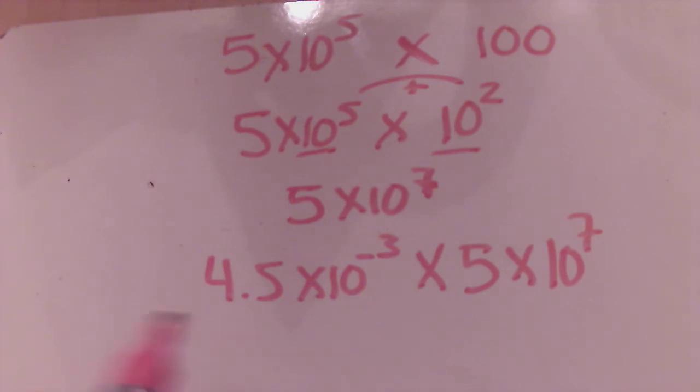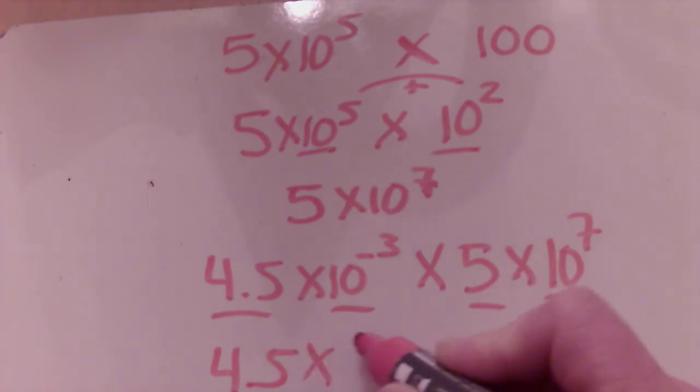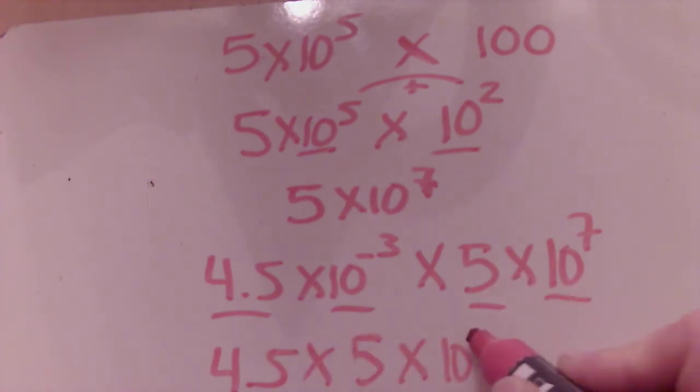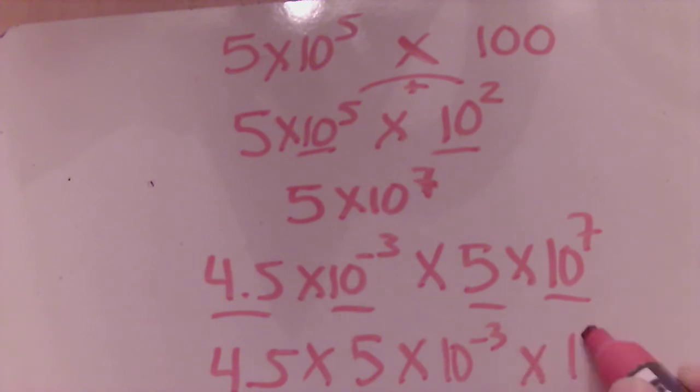So if you think again about what you know about multiplying numbers in scientific notation, if each one of these four things is being multiplied, it doesn't actually matter what order you do the multiplication in. And so I can rearrange this expression to say 4.5 times 5 times 10 to the negative third times 10 to the seventh.